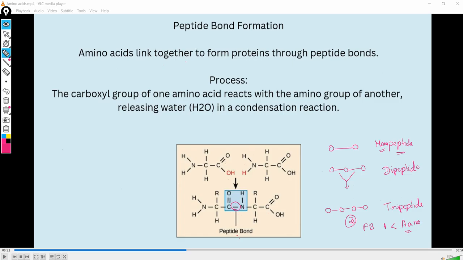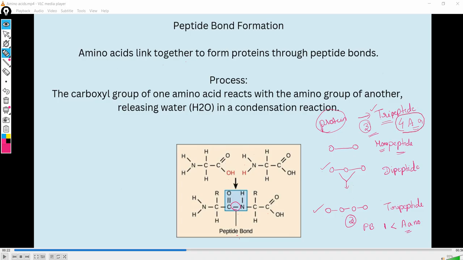Clear? That means if 3 amino acids are there, then only 2 bonds will be formed. If 4 amino acids are there, it forms 3 peptide bonds. So if a protein is a tripeptide, then how many amino acids are there in this particular protein? 4 amino acids are there. Clear? And how many peptide bonds are there? 3 peptide bonds. So the name indicates the number of bonds but not the number of amino acids.